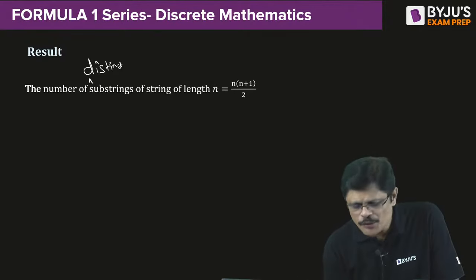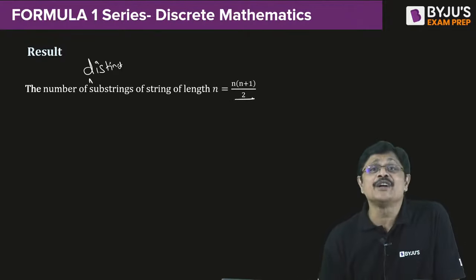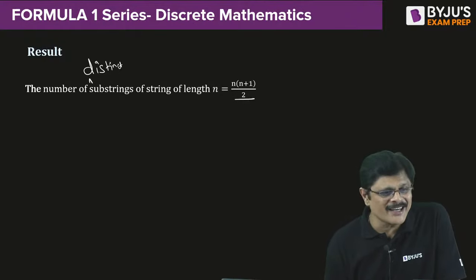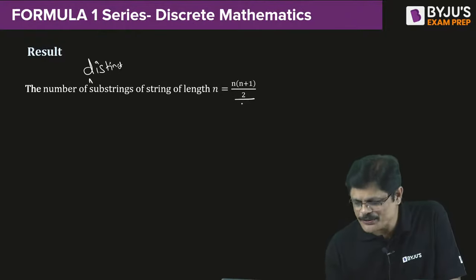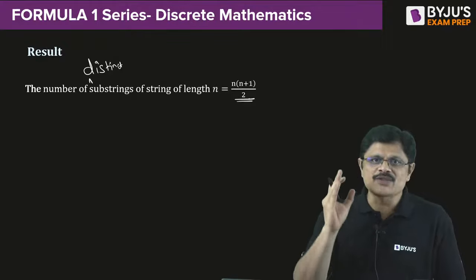Very good, Nishu. You're rocking, sir. N into n plus 1 by 2. What is the answer? N into n plus 1 by 2. So the answer is n into n plus 1 by 2.